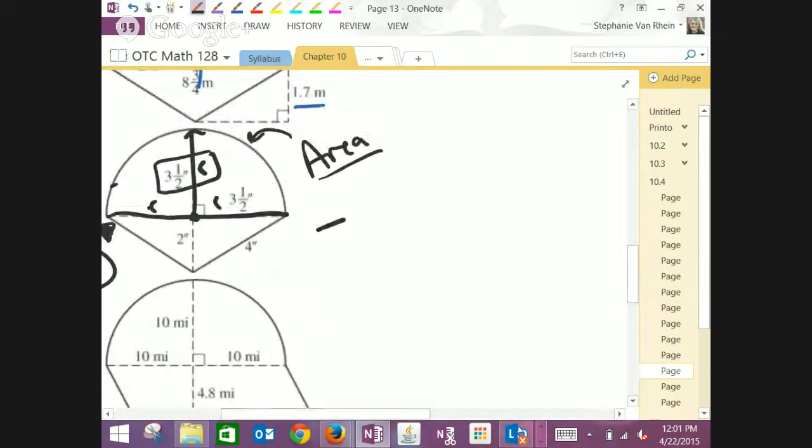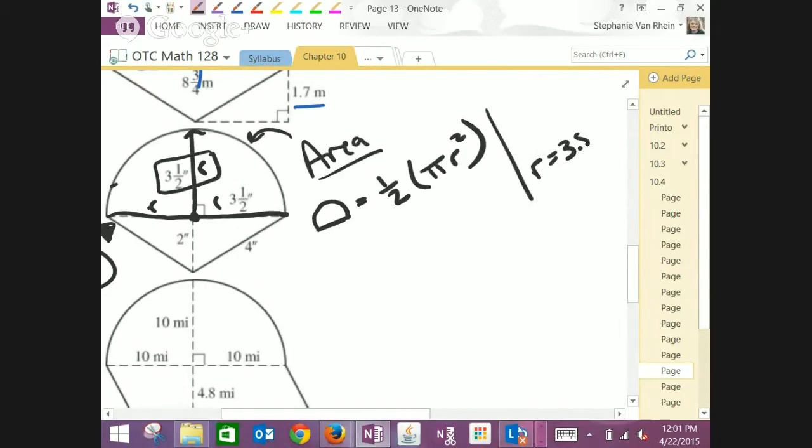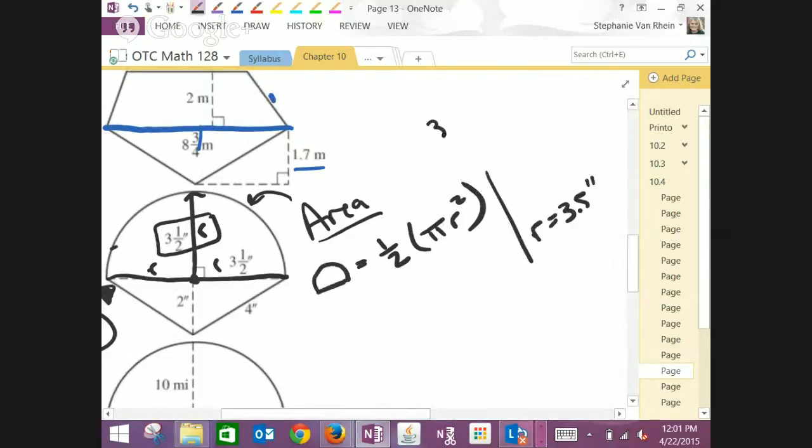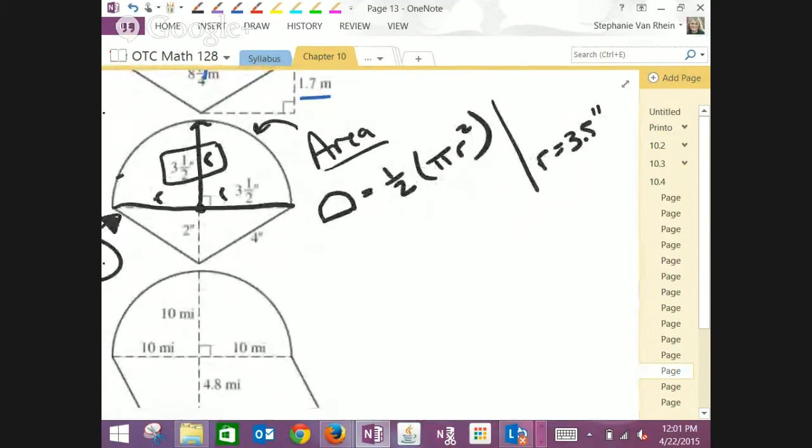So how would I find the area of a semicircle, or half of a circle? 1/2 pi r squared, right? Here the radius ends up being 3.5, and that would be in inches. The tick marks: 2 tick marks is inches, 1 tick mark would be a foot. Sometimes things can be written as 3 feet, 2 inches. Everything in here is in inches, so we don't have to do any kind of conversions.